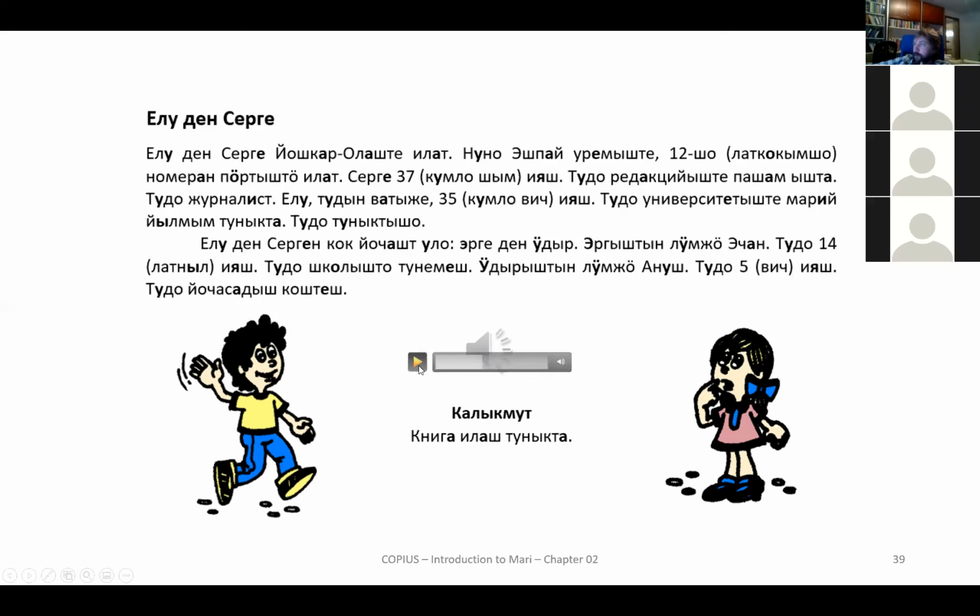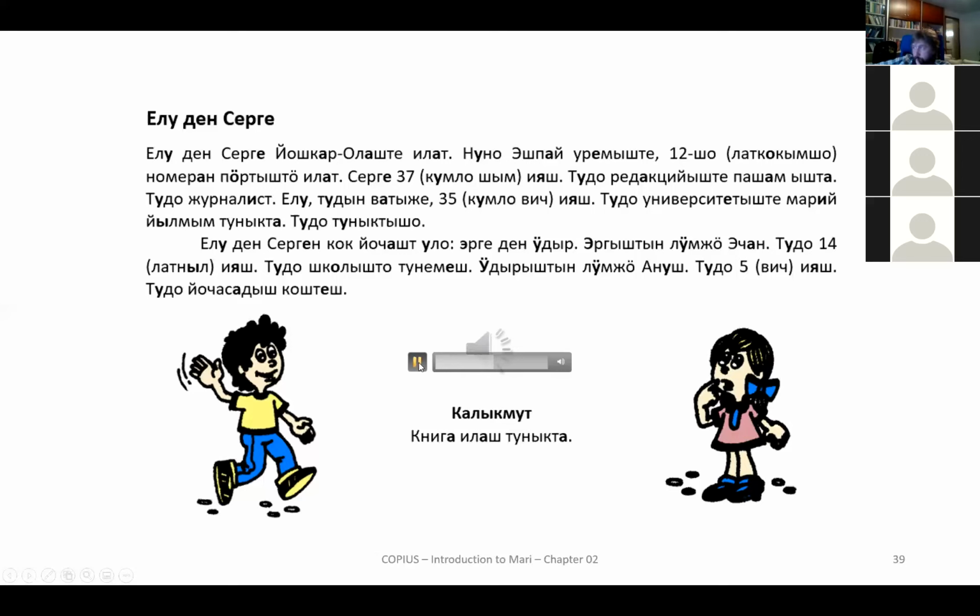Тудо университетыште Мари Елмым туныкта. Sandra? She teaches the Mari language at the university. Mm-hmm. Тудо туныктышо. Luan? She's a teacher. Yep.